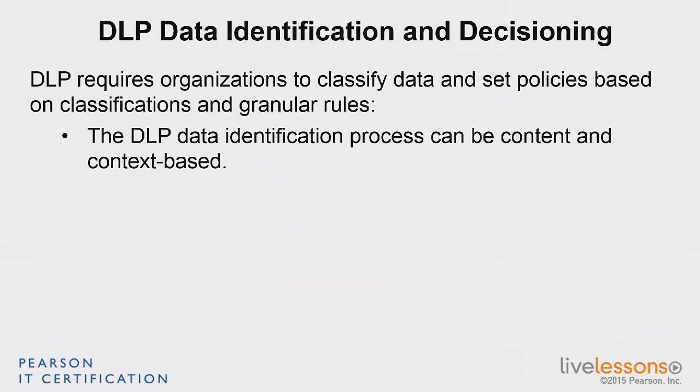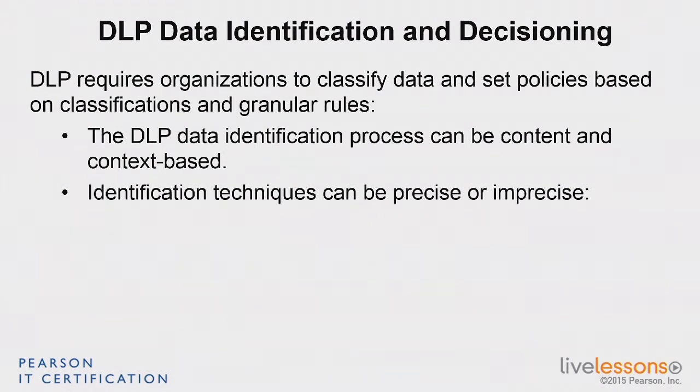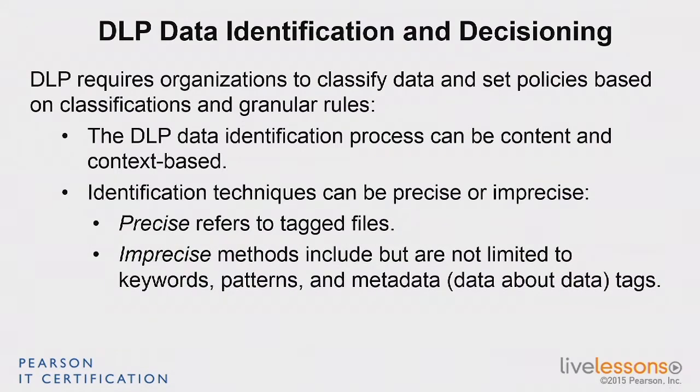So the DLP data identification process can be content-based. It can also be context-based. Identification techniques can be precise or imprecise. Precise means tagged files. So there are specific files that are tagged, and so the DLP device knows those are the ones that they have to watch, monitor, and make decisions on. Imprecise methods include, but aren't limited to, keywords, patterns, and metadata, which is data about data. So precise or imprecise are the two techniques that can be used to identify files.